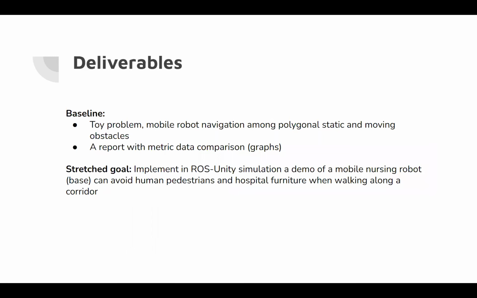For our deliverables, we've set a baseline of completing a toy problem, which means the robotic world would comprise of just simple shapes, making the problem slightly easier to solve. For our stretch goal, we'll be implementing all our algorithms in the ROS Unity environment and demo our robot avoiding human pedestrians and furniture when walking along a corridor.